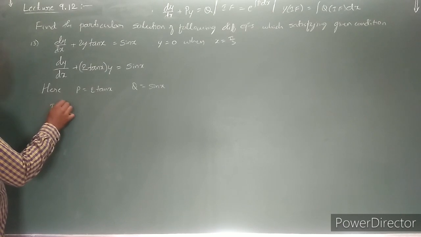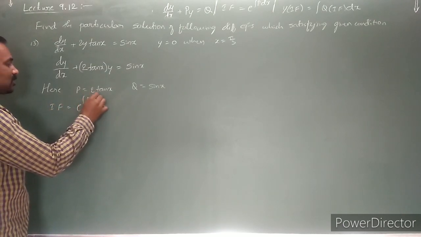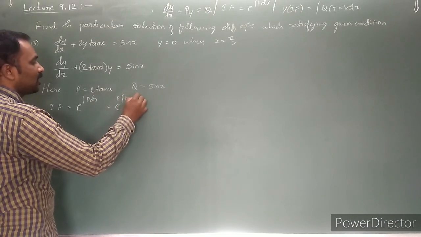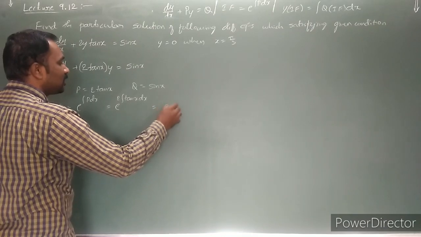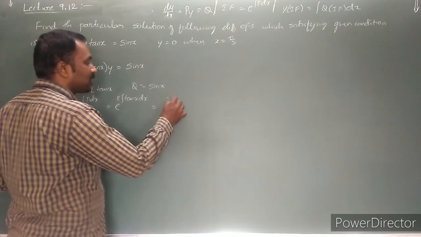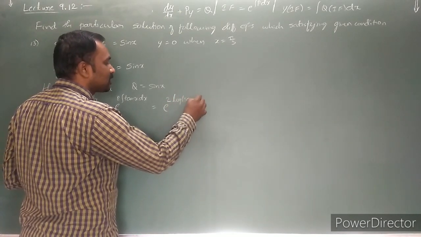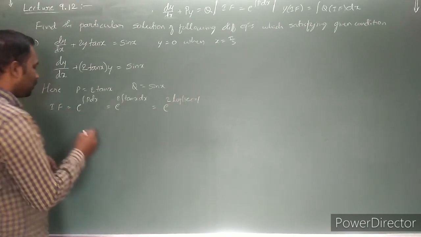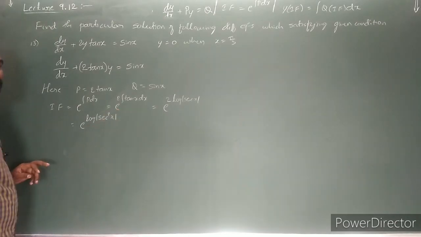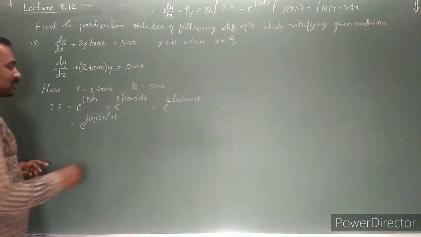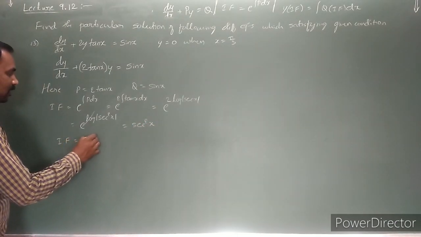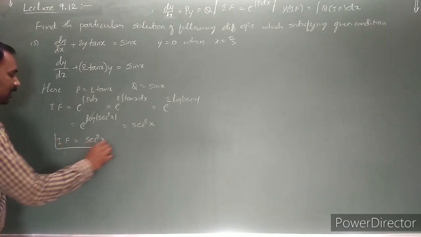So we can directly solve. The integrating factor is e power integration of P dx, which is e power integration of 2 tan x dx, taking the 2 outside. The integration of tan x is log of sec x, so taking the 2 as a power, e power log of secant square x. Are you clear? By the properties of the exponential, e power log gets transformed to secant square x. So finally, the integrating factor is secant square of x.